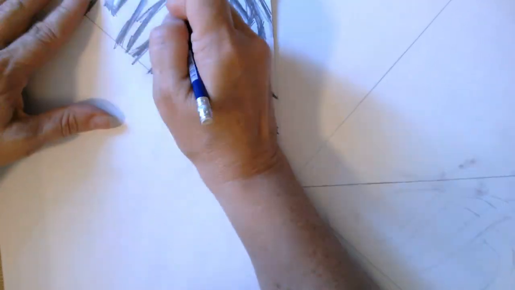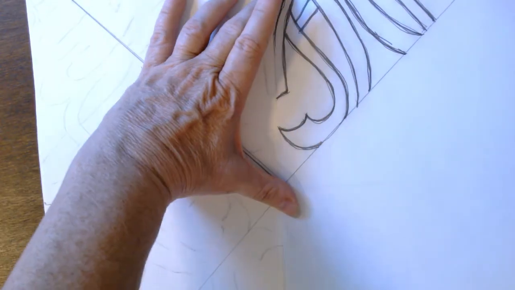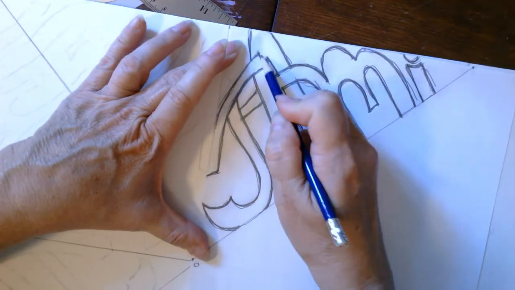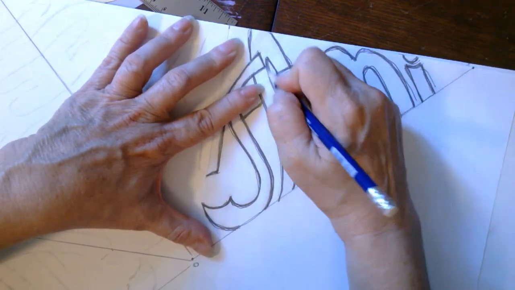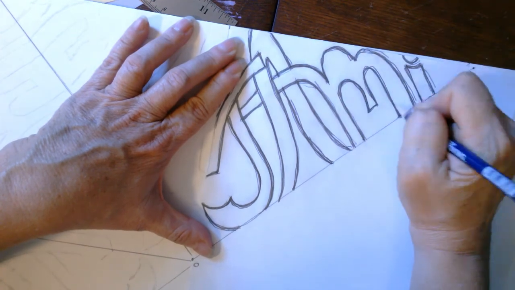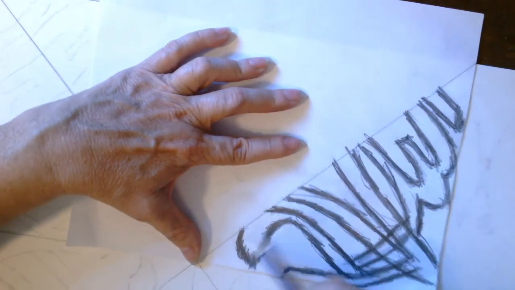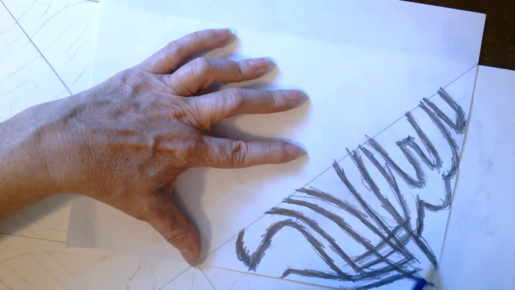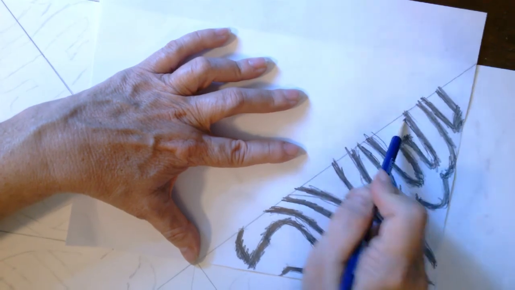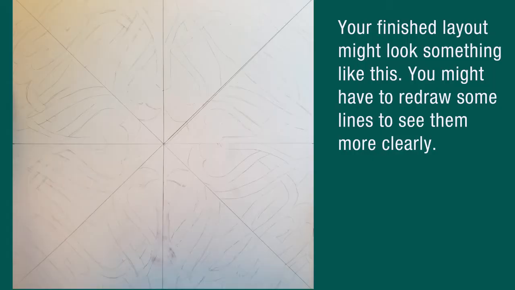Now that you've transferred it the first time, you're going to take your pattern and flip it over again, place it into the triangle, make sure the circle's at the center, and take the point of your pencil and trace your name. You're going to repeat this process until you have your name drawn 8 times into this grid, like so.